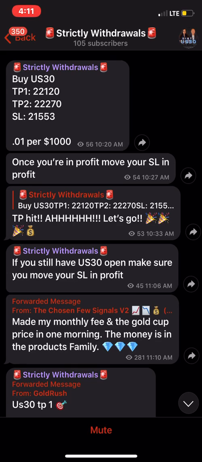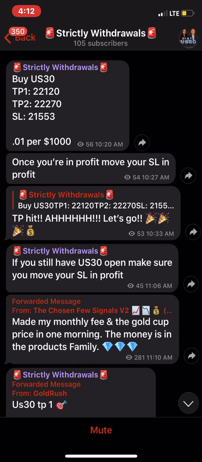So they're telling you that it's a buy. They're telling you that the currency pair is US 30. We're going to always go with TP1 if there's more than one TPs. And the stop loss is, they give you the number for the stop loss there, okay?